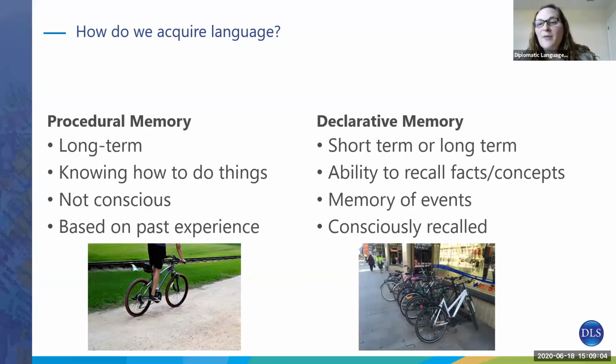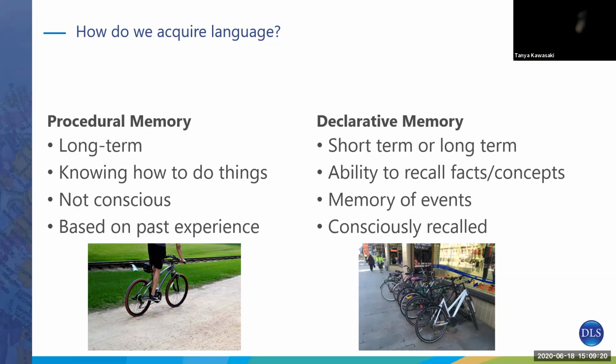So an example of that would be trying to remember which bike on the bike rack is yours. So if it's been a while since you've been on your bike and you're like, I think it's this one, that would be declarative memory. And so as students are building language, they're relying on both procedural memory and declarative memory. So we want them to know how to do things, not just know how to talk about how to do things in the language.